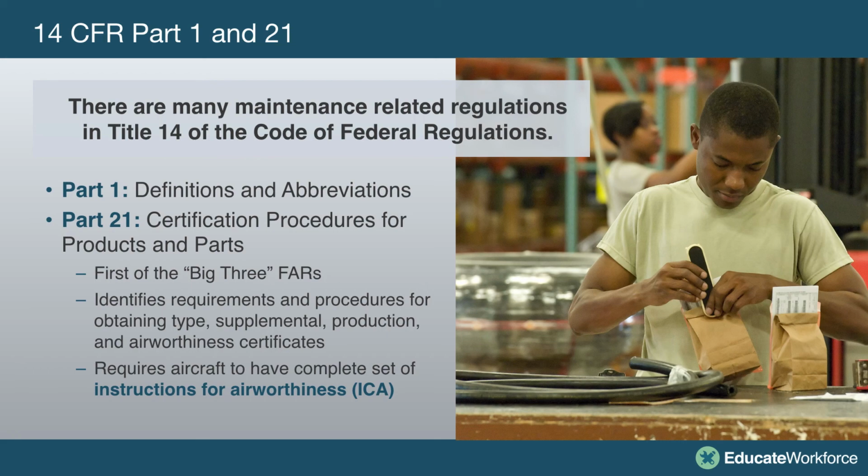Part 21 is the certification procedures for products and for parts. It's the first of the big three. It identifies the procedures for obtaining type certificates, supplemental type certificates, production certificates, airworthiness certificates, and important export and import approvals. Some of the other major areas covered in this part are authorization procedures for obtaining delegation option authorization, becoming a designated alteration station, a DAS, or obtaining a PMA, parts manufacturer approval, or authorization for related products for TSO, technical standard order.